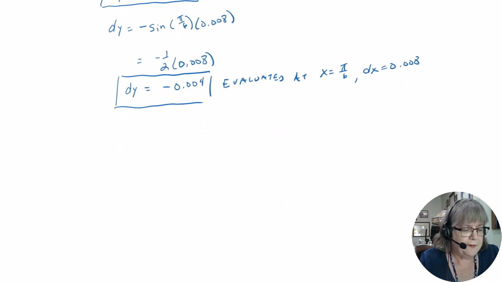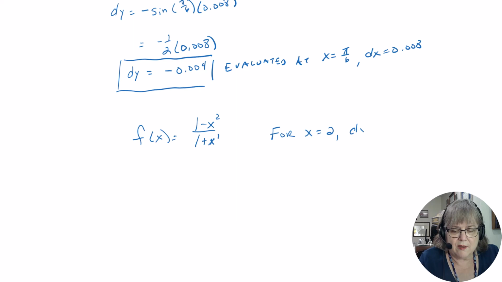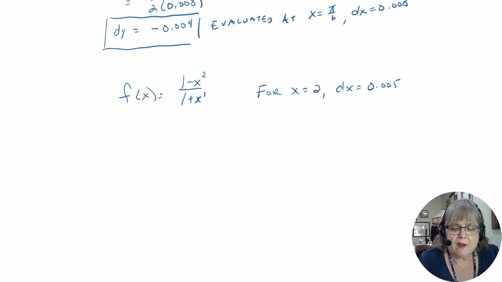All right. So what if we have f of x is equal to 1 minus x squared over 1 plus x squared, and they don't want just the general formula, they want you to find the differential for x is equal to 2 and dx is equal to 0.005. Now, if they don't give you this information over here and they just want you to find the generic differential, we're going to go through that step in order to substitute this in.